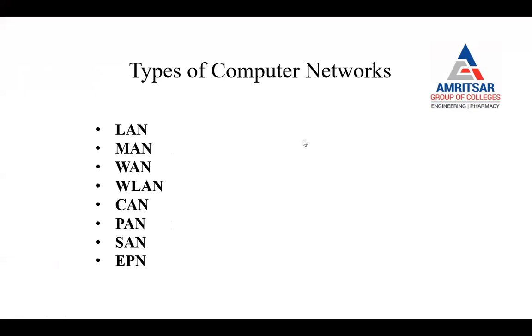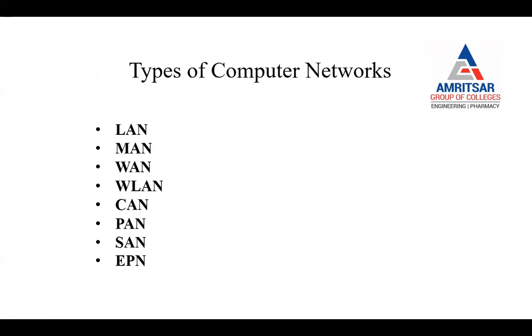So we are talking about the WAN part. The geographical area is too large. In the case of a wide area network, we can transfer data to a destination that is far away from us.